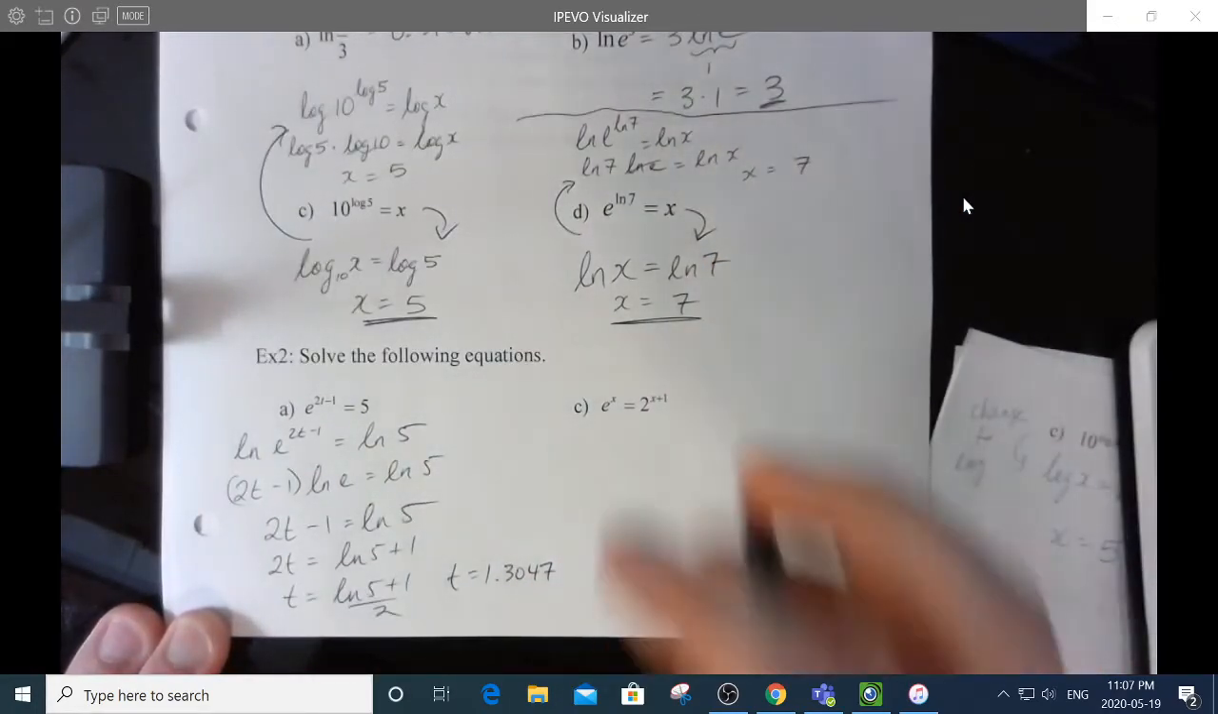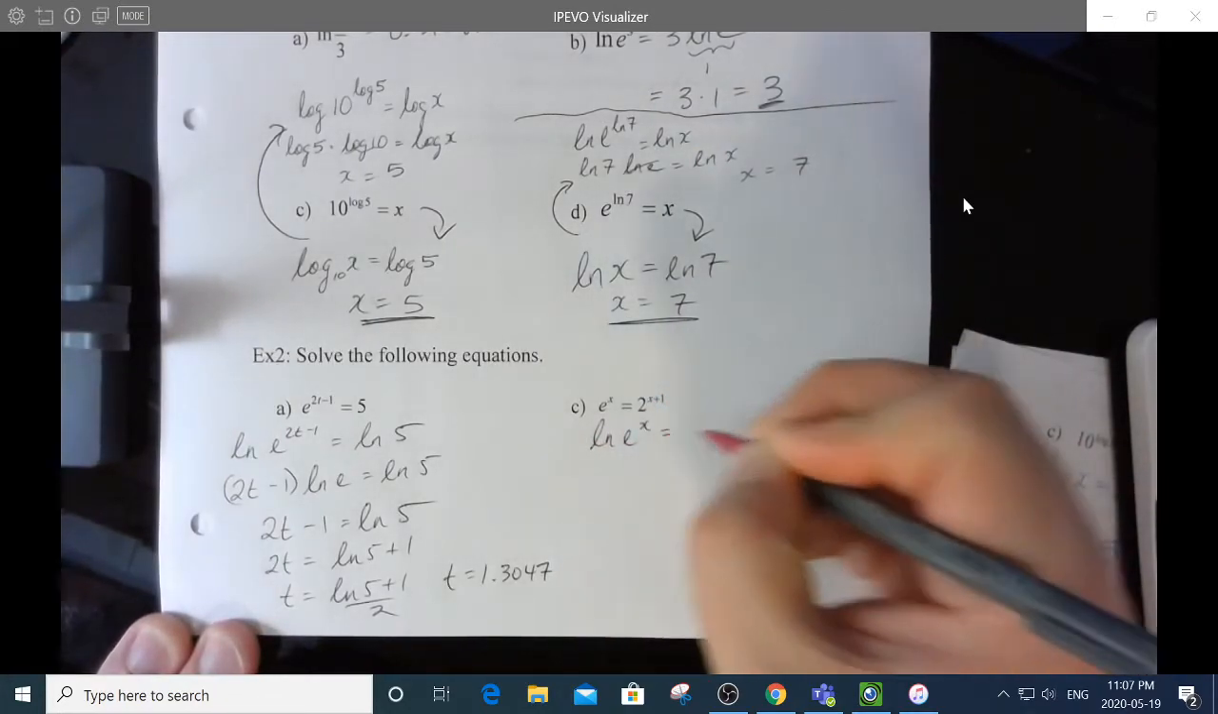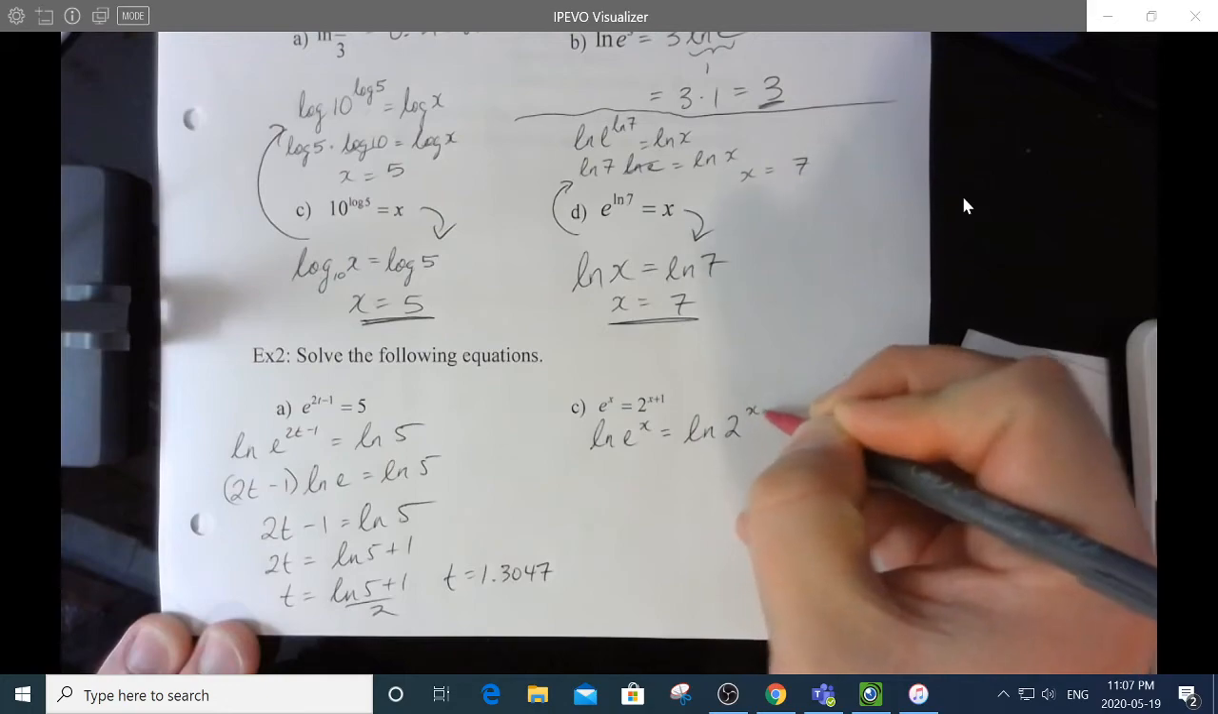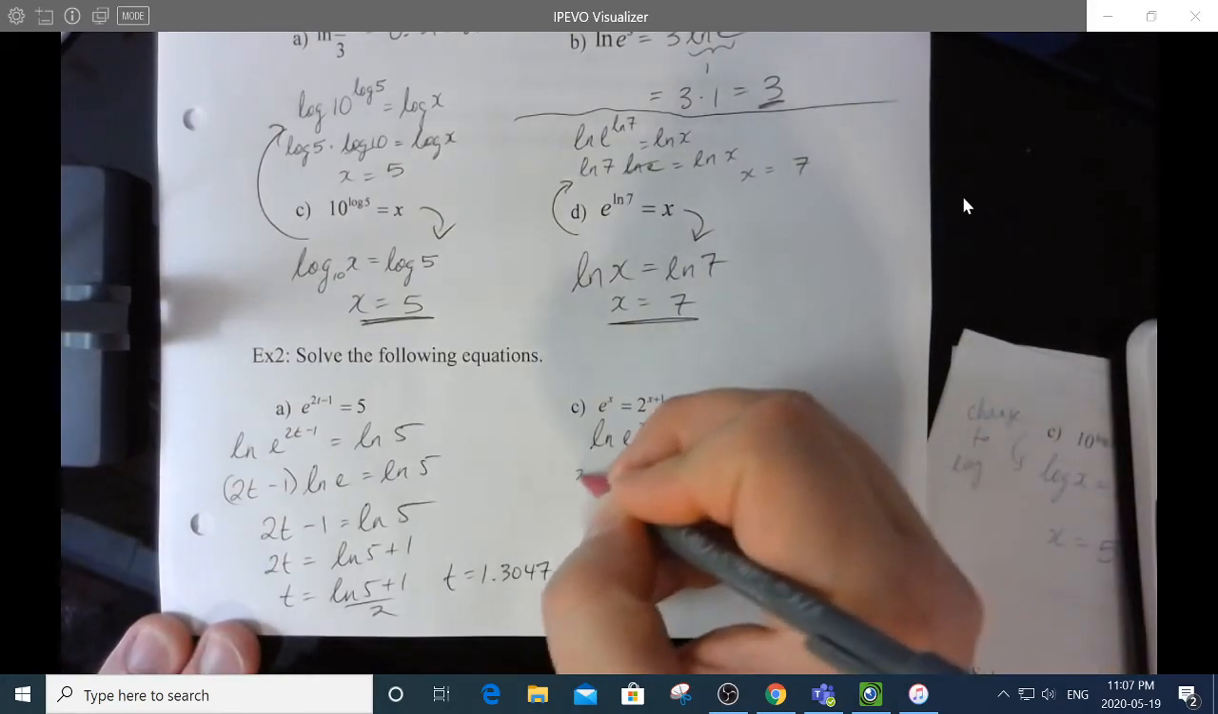Okay, let's see if I can do this one without goofing it up so much. Once again, I'm going to take the natural log of both sides. And once again, when I'm in logarithms, exponents become coefficients.